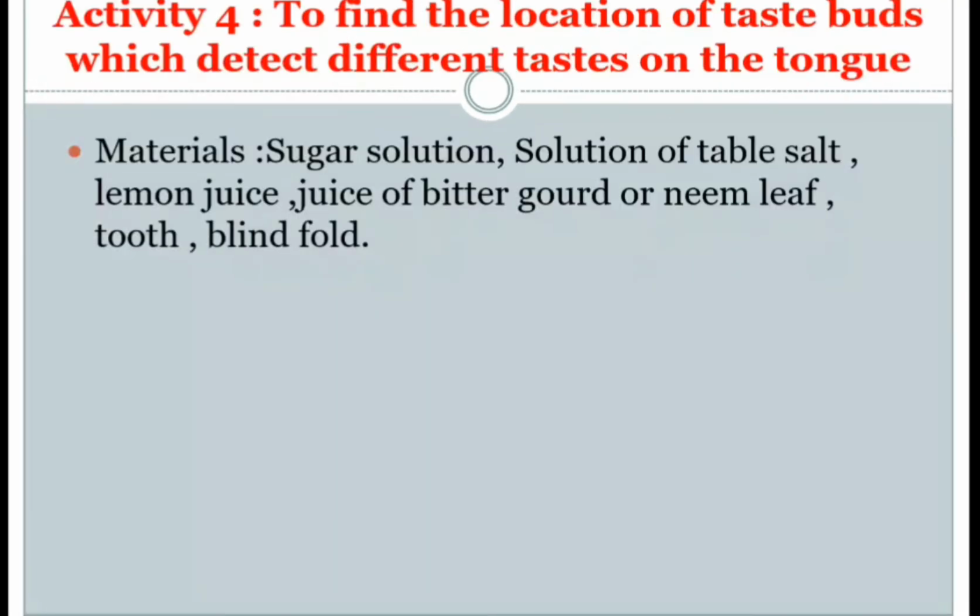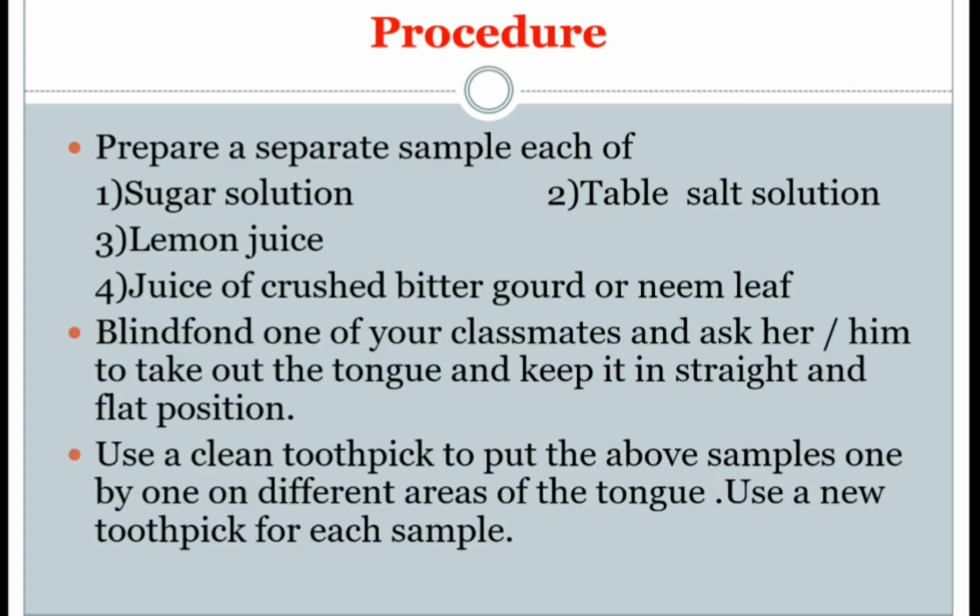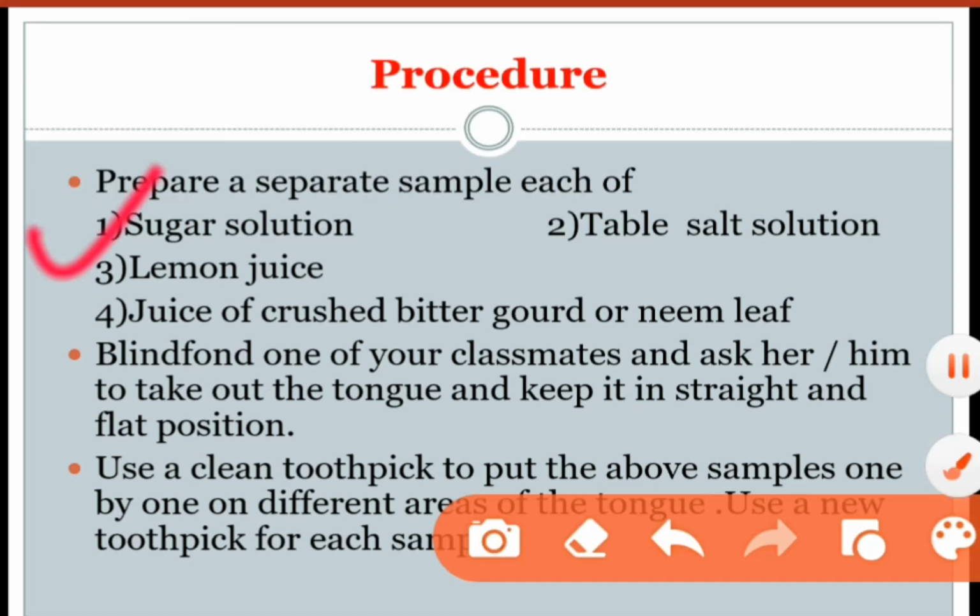Next, activity 4, to find the locations of taste buds which detect different tastes on the tongue. Material requirement: sugar solution, solution of table salt, lemon juice, juice of bitter gourd or neem leaf, toothpicks, blindfold. Next, prepare separate samples each of sugar solution, table salt solution, lemon juice, and juice of crushed bitter gourd or neem leaf.